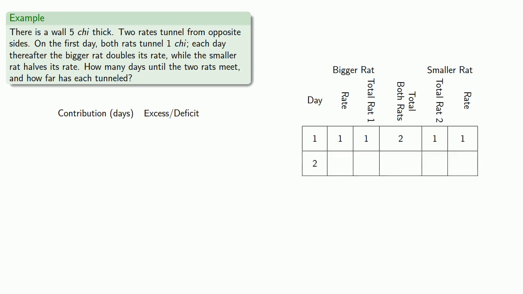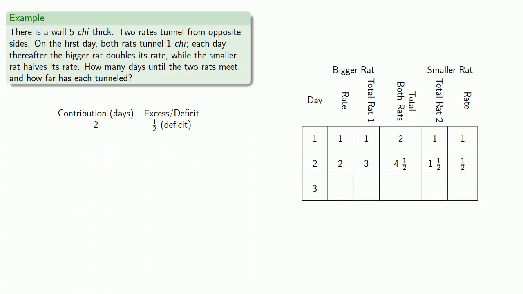On the second day, the bigger rat doubles its tunneling rate to 2. The smaller rat halves it to 1/2. So the bigger rat has tunneled a total distance of 1 + 2, 3, while the smaller rat has tunneled a total distance of 1 + 1/2, 1 1/2. And so altogether, they've tunneled a total distance of 4 1/2, and that puts them 1/2 chi apart. That's our deficit.